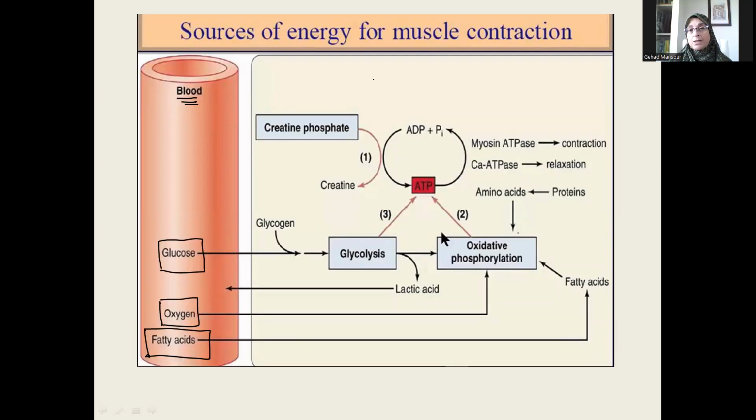What you can see here on the right side are the contents of a muscle cell, or the contents of a myofiber. As you can see, blood comes to a muscle cell through the arterial blood supply carrying glucose, and glucose, as you know, is the most abundant monosaccharide. It also carries the very important gas, oxygen, and another important molecule, which is the fatty acids.